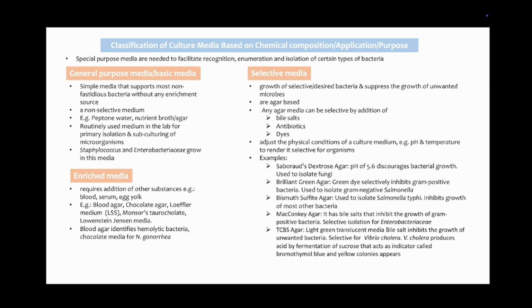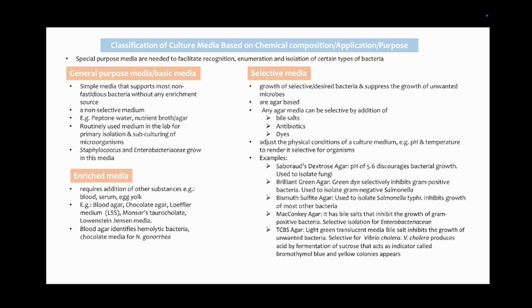So you know that there is general purpose media, which is basic, for example, your nutrient agar. Then you know there are enriched media for copiotrophs. You have selective and differential media. Selective media means it has components that allow you to select the bacteria that you want and prevent the bacteria that you don't want from growing.